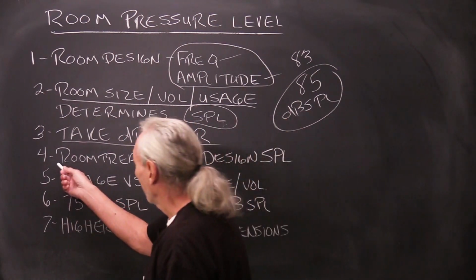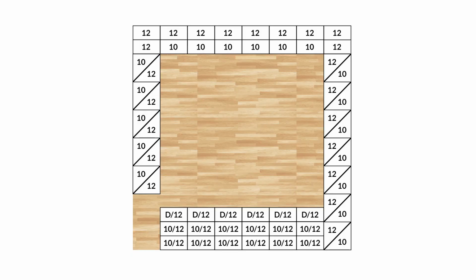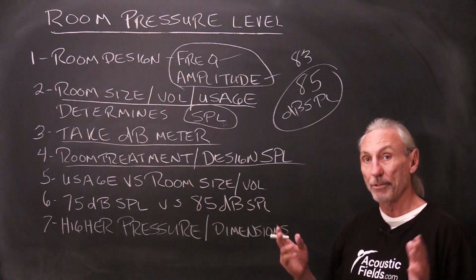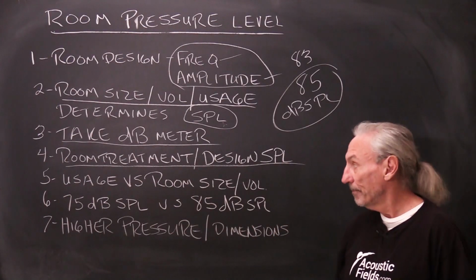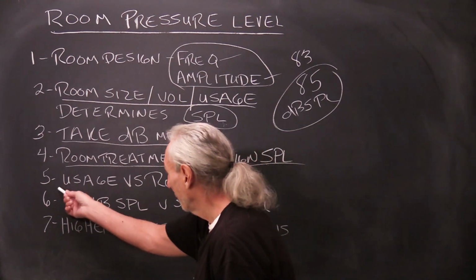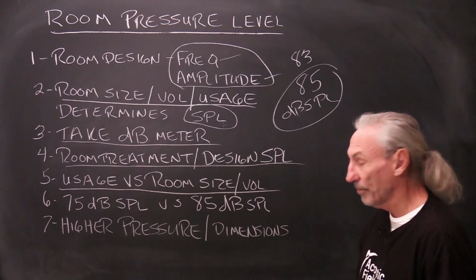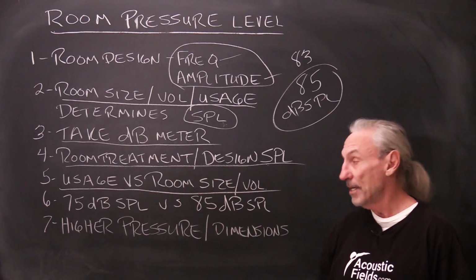And that pressure level is going to tell us what kind of room treatment we're going to need, how much low frequency management we're going to need. Are we going to be able to use diffusion? If we have a small room, high pressure, we need a lot of low frequency management. So it's very critical that we look at all these variables. Usage, remember I'm always harping on usage, room size and volume. Same thing, nothing changes. Physics is physics.